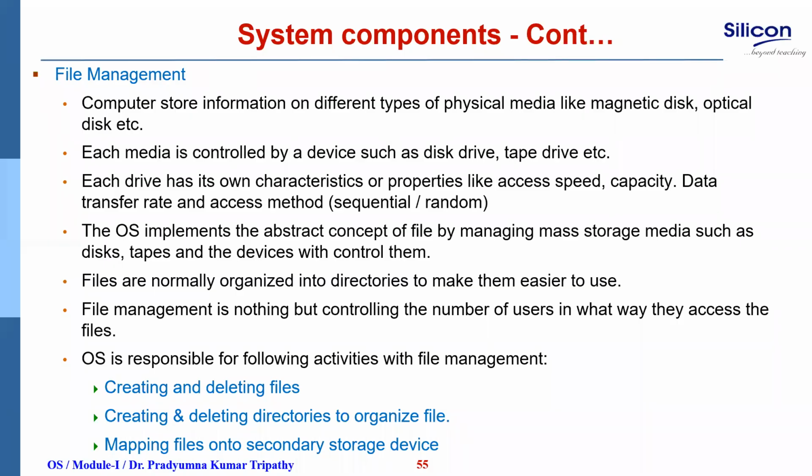File management is nothing but controlling the number of users and in what way they access the files. Correct? So file management is the process of arranging our information in different locations in the form of files so that users can have ease of accessing those files. So the operating system is responsible for the following activities in file management. What does it do?